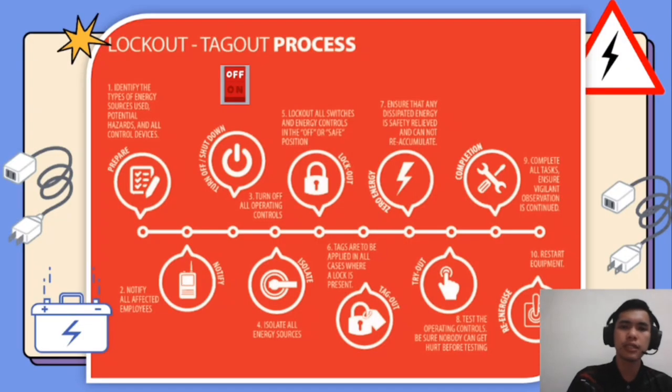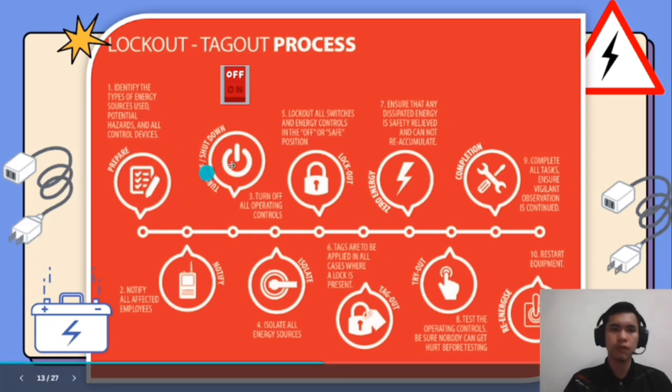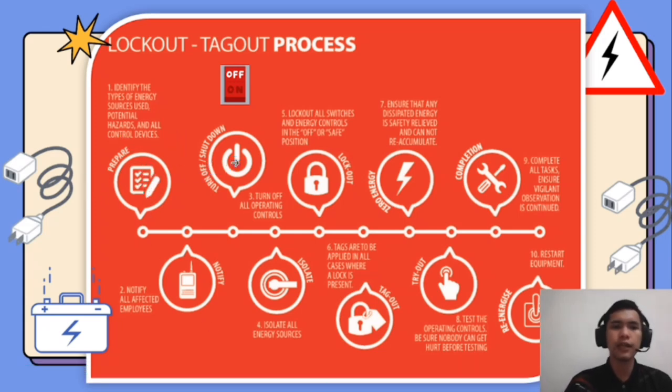Okay, this is the diagram of the process lockout and tagout. First, we need preparation. This preparation is to identify types of energy source, the potential hazard, and all control devices. Second is to notify all affected employees. Third is to turn off or shut down all operator controls. And fourth is to isolate all the energy sources. And the fifth is to lock out all switches and energy controls in the off or safe position.